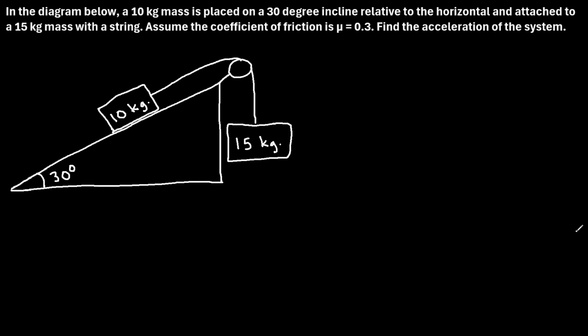In this video, we're going to walk through an example of how to find the acceleration in a system that involves an incline, a pulley, and friction. So let's jump right into this example.